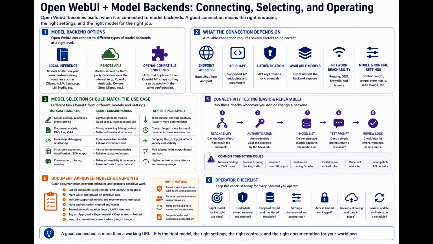Document approved models and endpoints. Operators should know which endpoints are local, which are remote, which use private data, which are experimental, and which are appropriate for specific workflows. Documentation reduces confusion when models are renamed, moved, upgraded, or retired. It also helps users avoid sending sensitive work to the wrong backend.